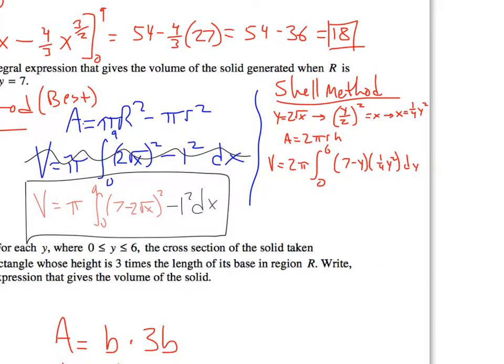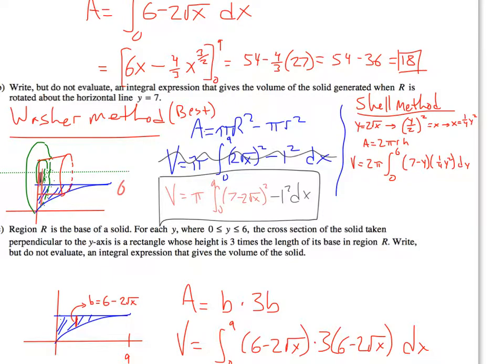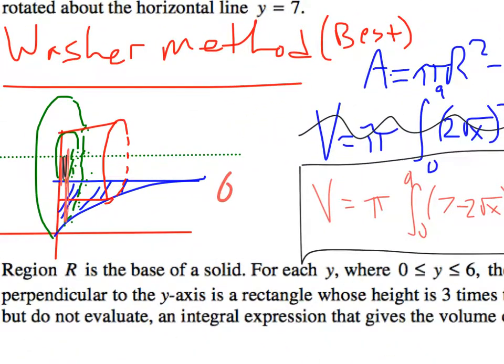If we want to use a shell method, we've got to solve this for x, which is not terribly hard. And then we have a shell. Here's my shell right here. First of all, the radius is going to be 7 minus the y value that we pick. We're picking the y value, and then we're going to compute this distance here, the x distance.